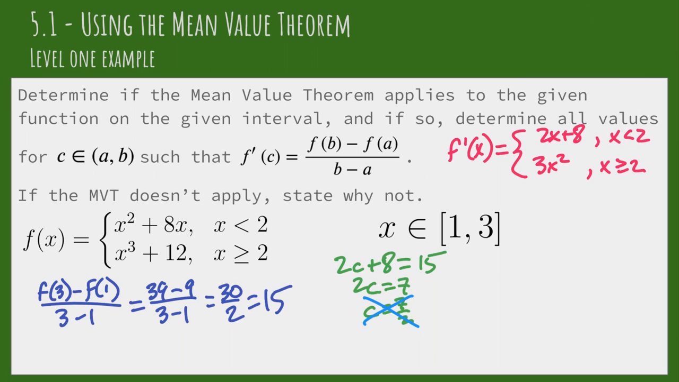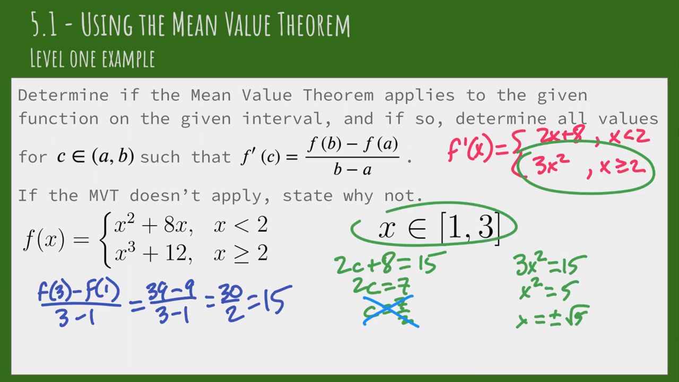We're also going to solve this equation, 3x squared equals 15. That gives us x squared equals 5 and x equals positive or negative square root of 5. So same thing, I want to make sure that I'm choosing a value here that is on this branch of the piecewise function and is on this interval. So the first obvious one that I can throw out is the negative square root of 5. So I can eliminate that.